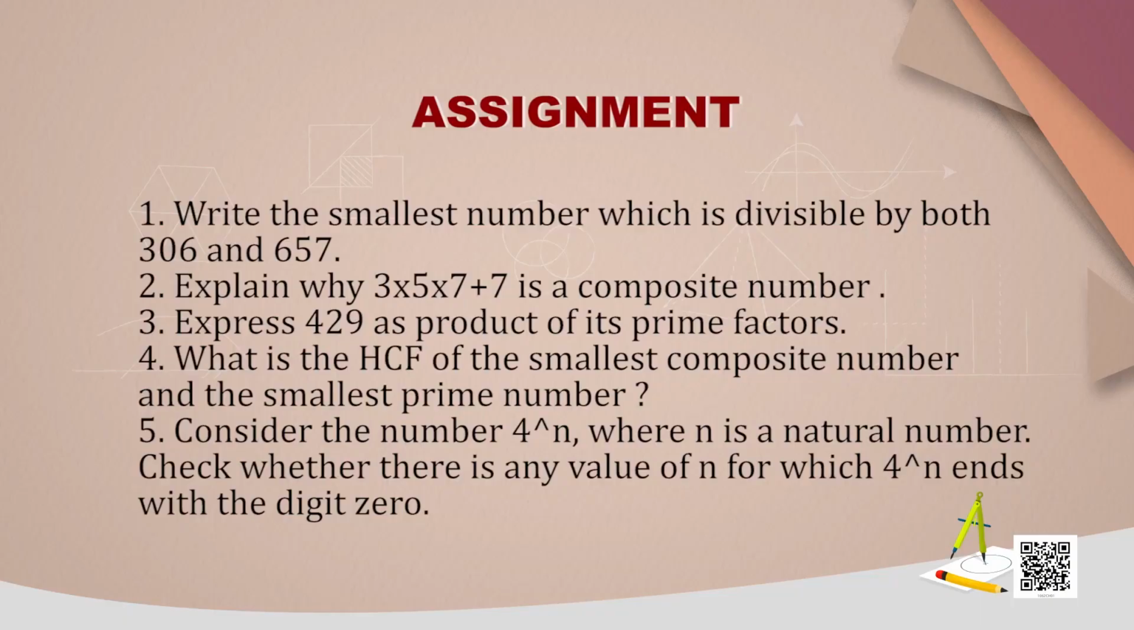Next question, consider the number 4 to the power n, where n is a natural number. Check whether there is any value of n for which 4 to the power n ends with the digit 0.